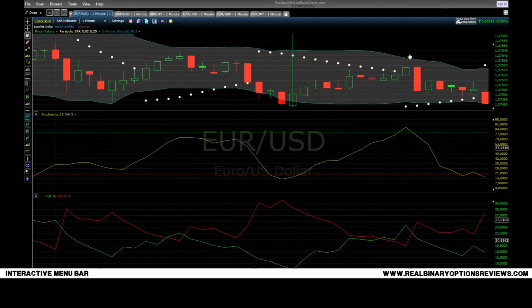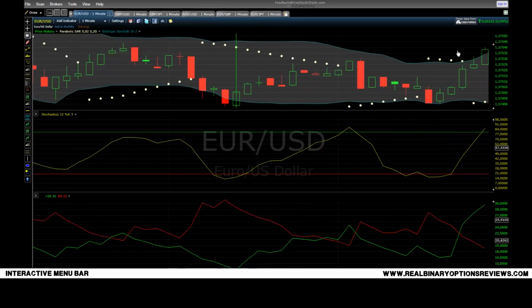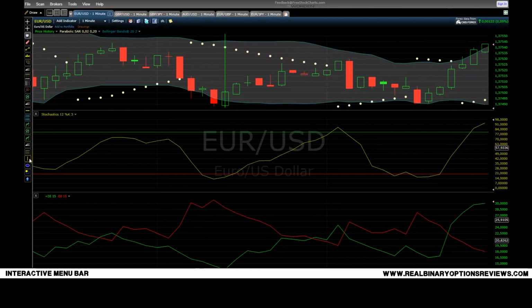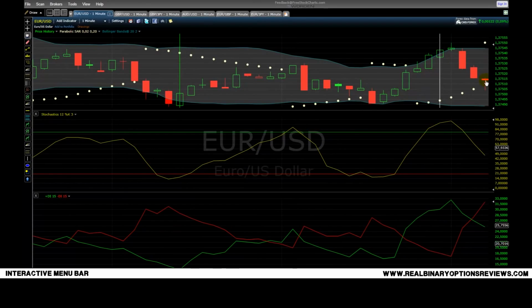Just going on. So here on the closure of this candle, again, stochastic above level 80, the candle closed above the Bollinger Band. I'm trading down with 5-minute expiry here. So I entered on the closure of this candle. 1, 2, 3, 4, 5. This candle closed below my entry position, and again, it's a winning trade.